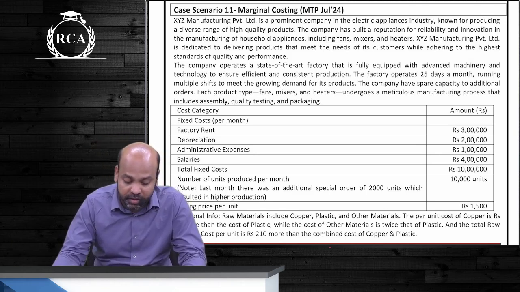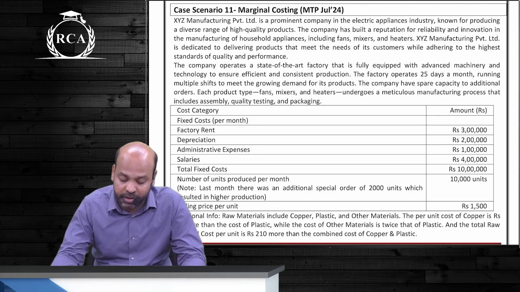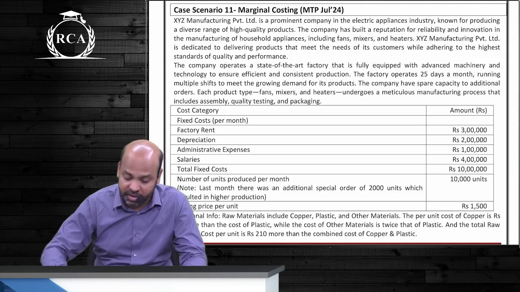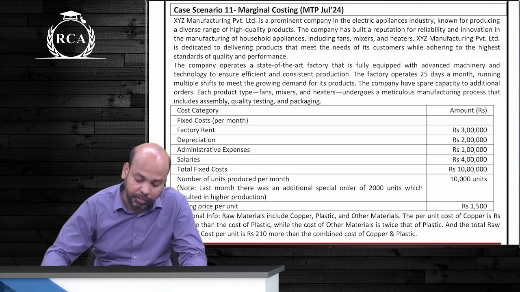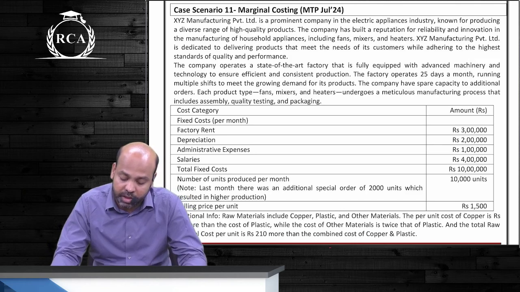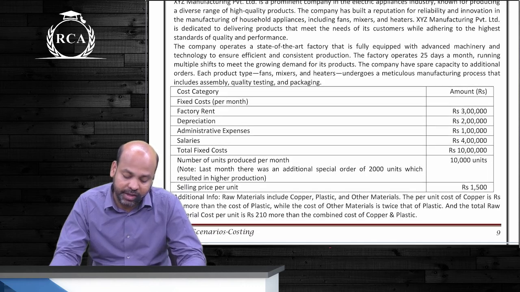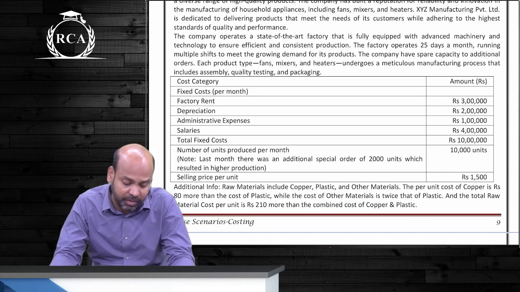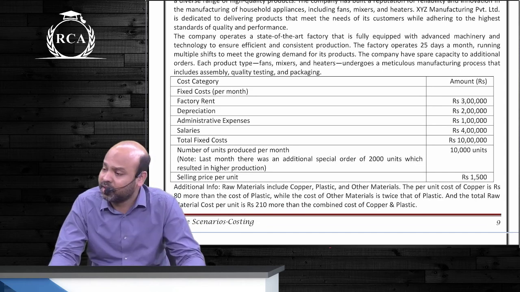The company operates a state-of-the-art factory that is fully equipped with advanced machinery and technology to ensure efficient and consistent production. The factory operates 25 days a month. The only numerical so far is 25 days a month. Running multiple shifts to meet the growing demand for its products. The company has spare capacity for additional orders. Each product type, fans, mixers and heaters, undergoes a meticulous manufacturing process that includes assembly, quality testing and packaging.